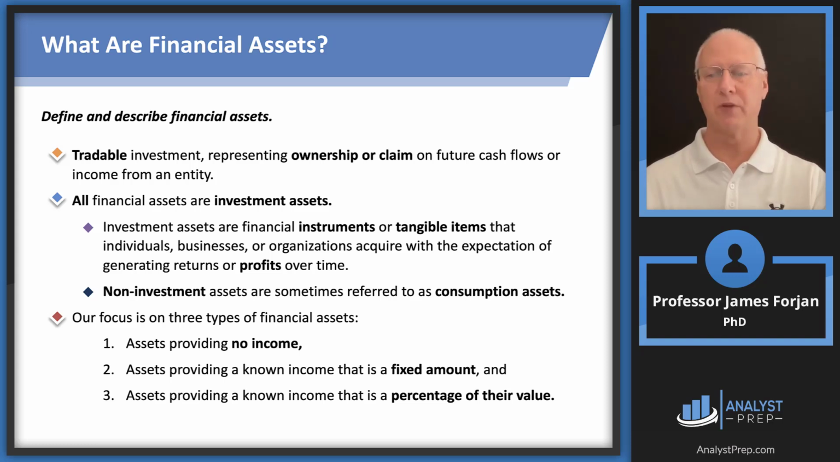So there are 3 different types. Some provide no income, like a non-dividend share of stock. Some provide a fixed income with a known and fixed amount, like a fixed coupon paying bond. But then some assets provide a known income from a percentage of their value.